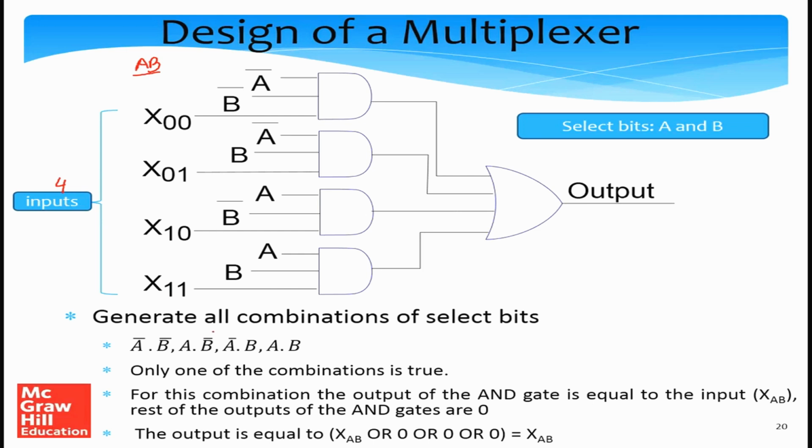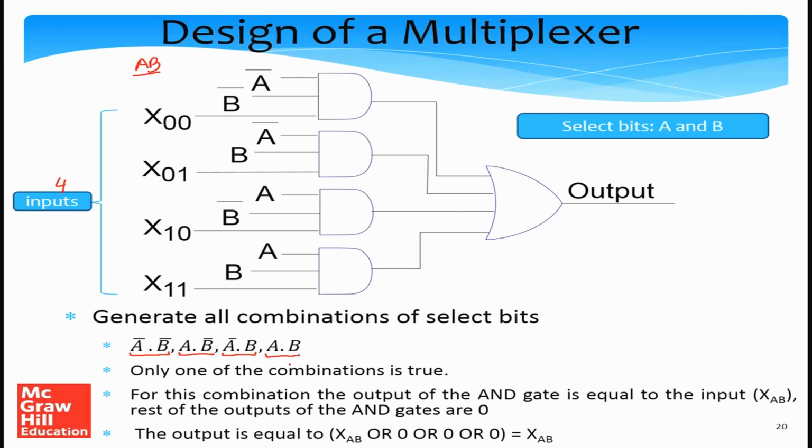So what we do is that we generate all the combinations of the select bits, and so the 4 combinations are A bar and B bar, A and B bar. So B bar means the complement of B, and A complement ANDed with B, A bar dot B, and AB. So we are generating all the combinations of select bits.